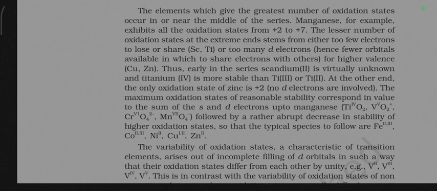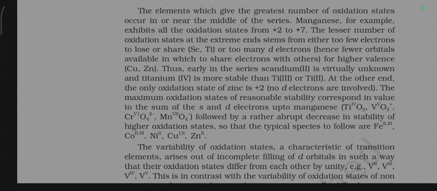The lesser number of oxidation states at the extreme ends stems from either too few electrons to lose or share, scandium and titanium, or too many d electrons, hence fewer orbitals available in which to share electrons with others, for higher valence copper and zinc. Thus early in the series, scandium(II) is virtually unknown and titanium(IV) is more stable than Ti(III) or Ti(II). At the other end, the only oxidation state of zinc is +2. No d electrons are involved.